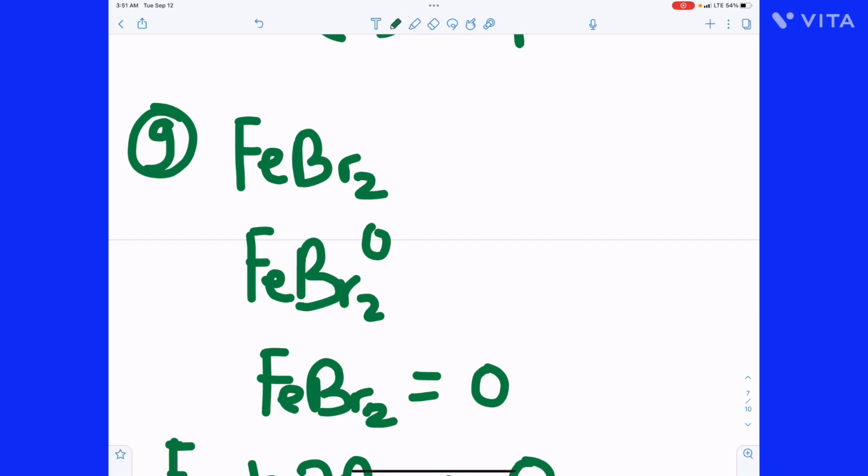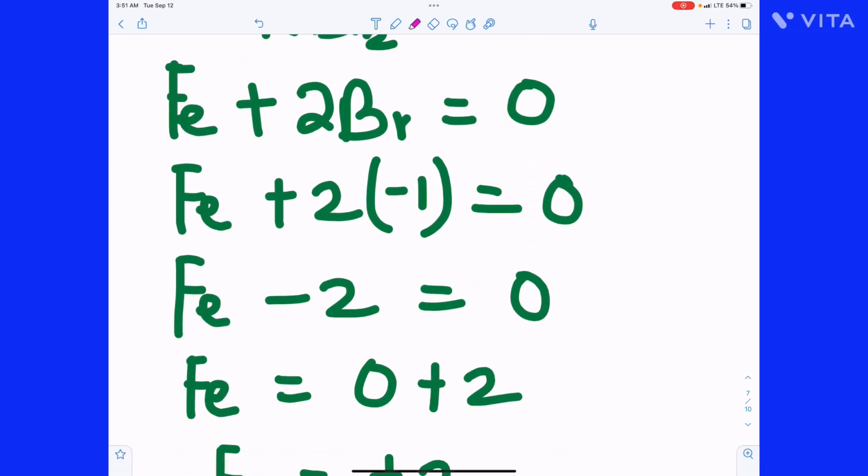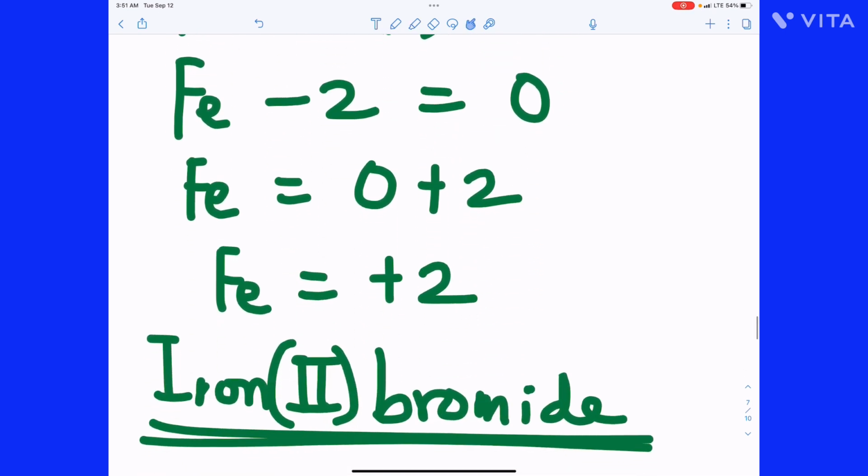FeBr2 is equal to 0. Bromine is in the same group as chlorine. Its oxidation number is minus 1 in most compounds, or in this compound, so to speak. So Fe plus 2 times minus 1 is 0. Fe minus 2 is equal to 0. Fe is equal to plus 2. And we call the compound iron 2 bromide.